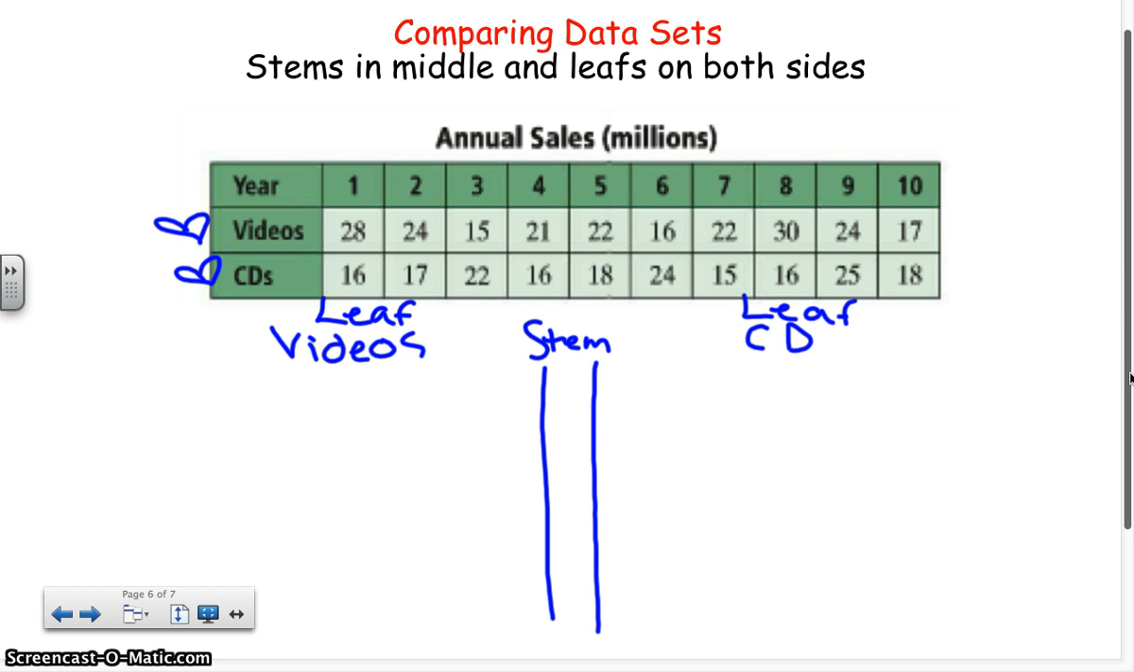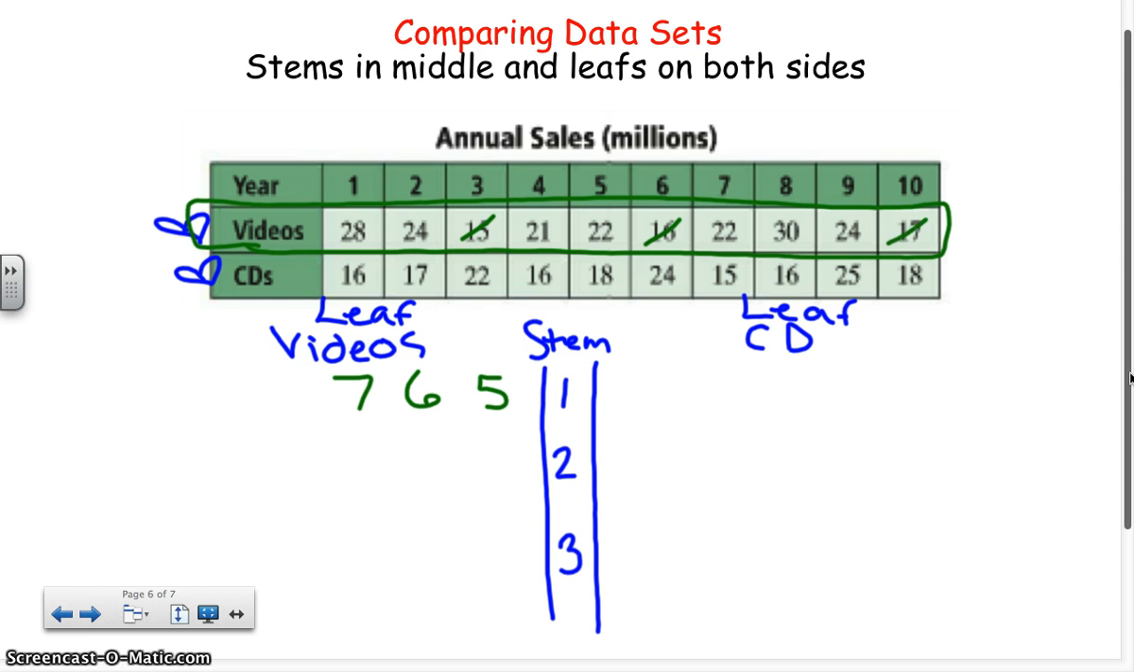Remembering that leaves can only have one digit, it looks like I go from 10s to 30s. So my stems would be a 1, a 2, and a 3. We always want to go in increasing order, so smallest to biggest. So when I look at my stems for videos, again, I'm only looking at this top section right now. When I make my leaves for my videos, it looks like my smallest is 15, so I would write a 5, followed by 16, which would be a 6, and then I have a 7 for 17.